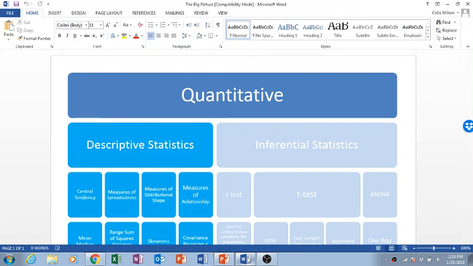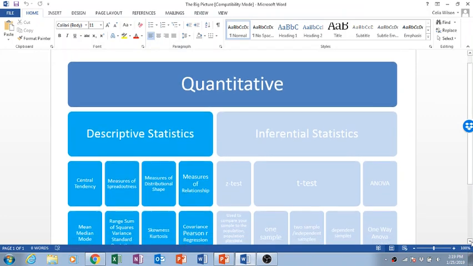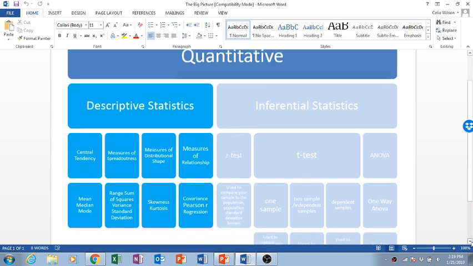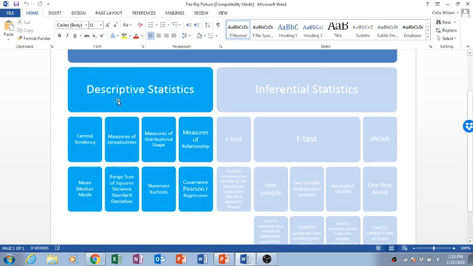I want to bring you back briefly to our big picture. So here it is. Obviously, we're still in quantitative world. The material before the first exam was found over here under descriptive statistics. So we've made our way all the way through to our last measure, which was of a relationship using Pearson-R and regression and covariance. Now we're heading over into inferential statistics.